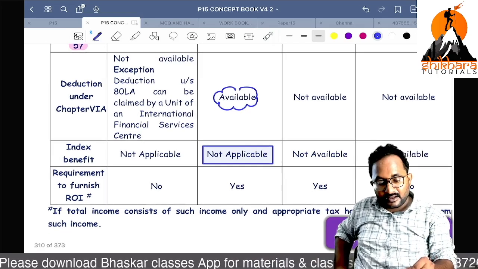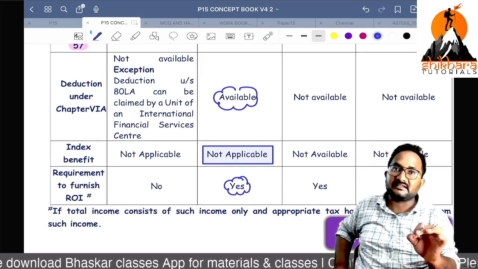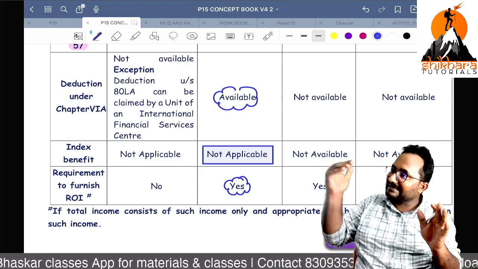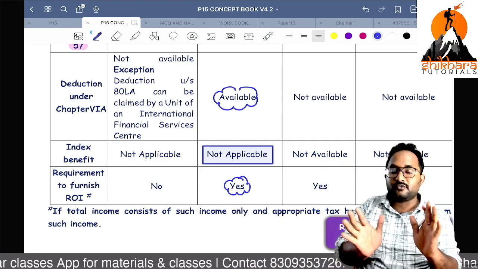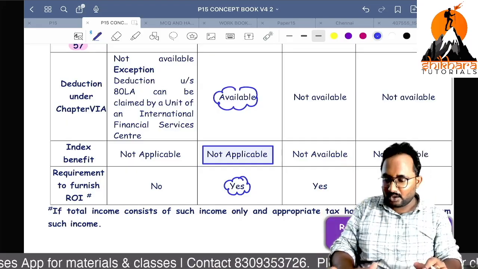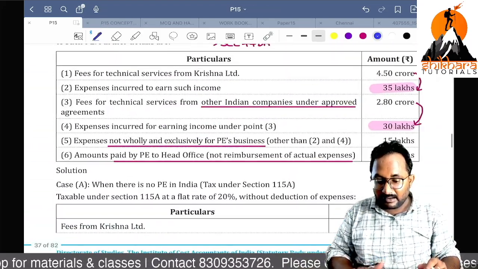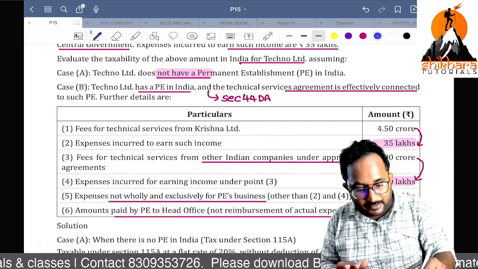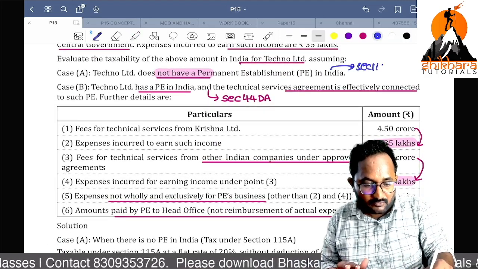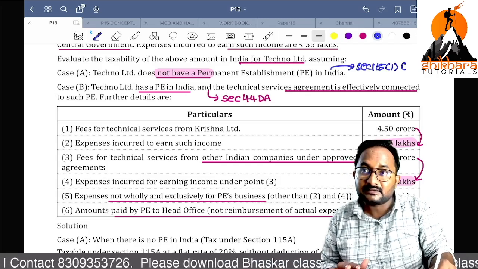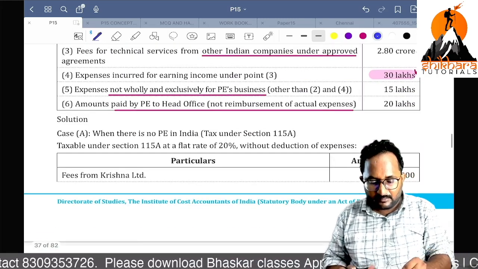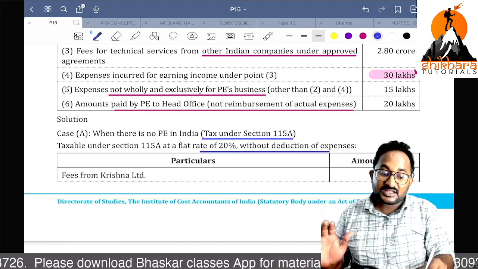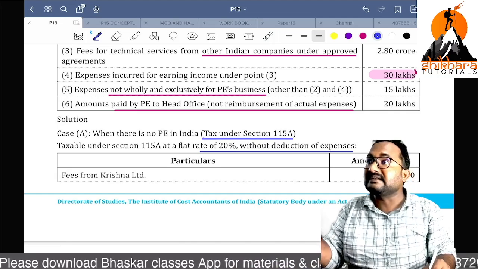Now, the last one: the return of income is required to be furnished. Even though tax is already deducted on this income, you are required to furnish the return of income. Here there is no PE, so automatically we have to apply Section 115A subsection 1 clause B. They wrote it as 115, but no problem. The tax rate is 20% without deduction of expenses.